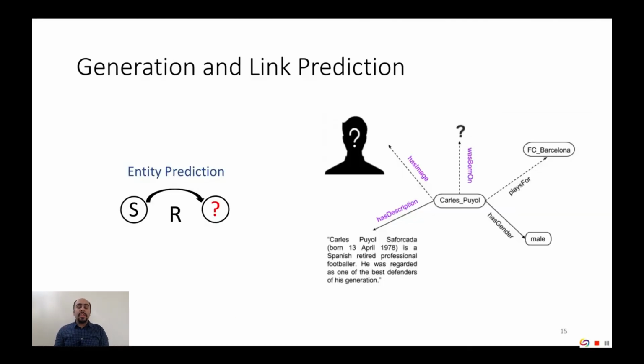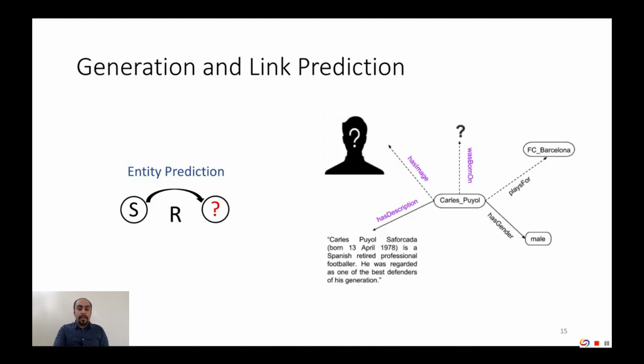By that, we finish the link prediction task and move on to the entity attribute prediction task. So basically the goal here is to generate the missing attributes for specific entities based on all other observed facts that we have for that entity in our knowledge base. For example, here we want to generate the missing image and missing birth date for Carlos Puyol based on all other information that we have for him in our knowledge base.